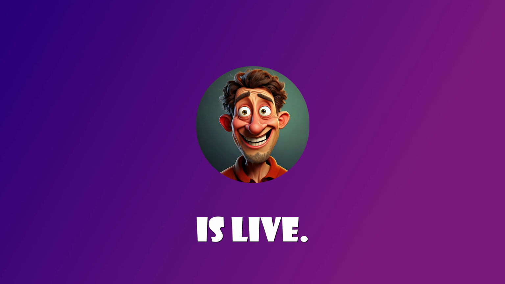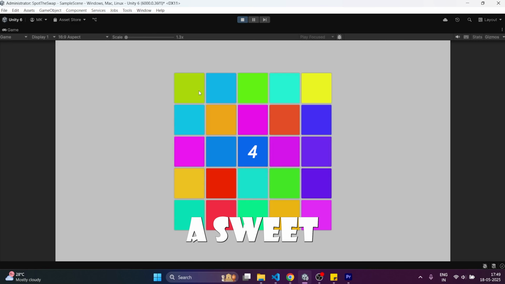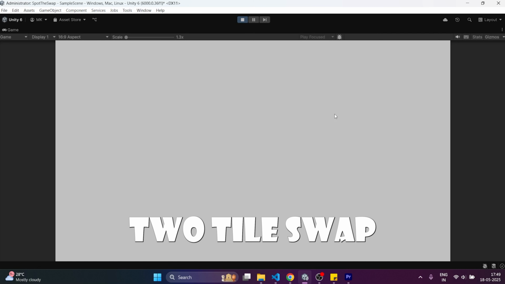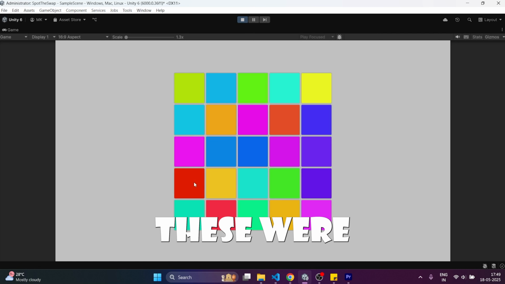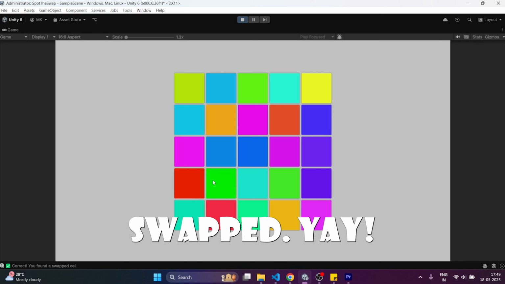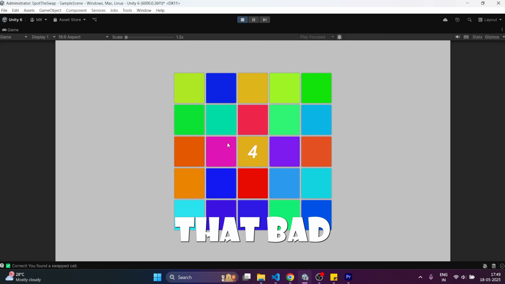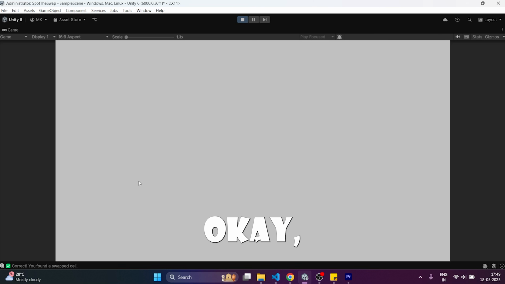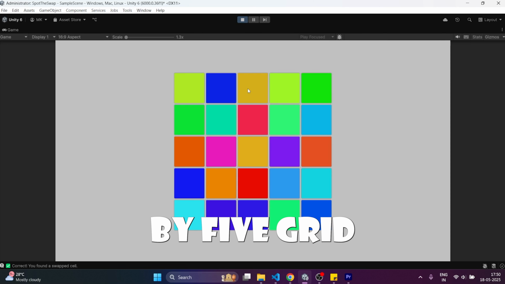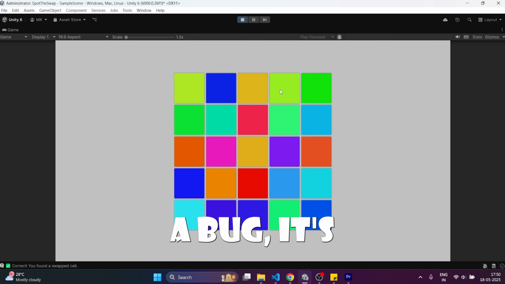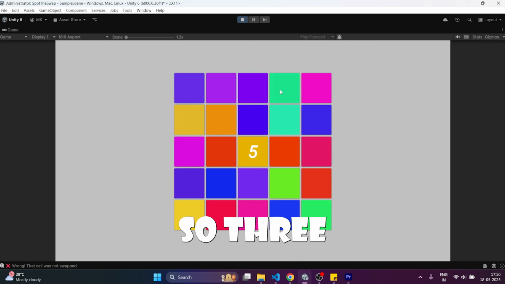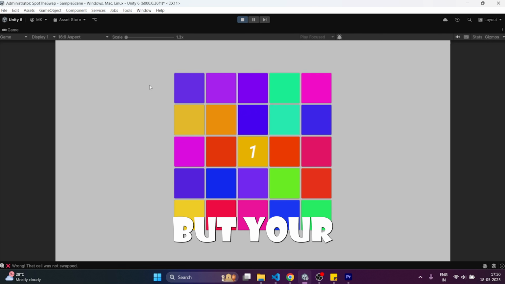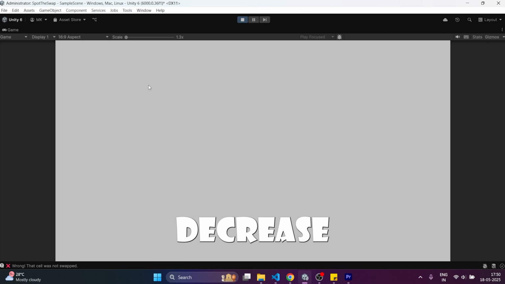So now the game is live. Level 1. A sweet little 5x5 grid, 5 colors, 2 tiles swap, and I hope these were the tiles which were swapped. Yay! So I'm not that bad at my game as I thought I would be. Level 2. Okay, this is still 5 by 5 grid, which is supposed to happen. It's not a bug, it's a feature. So 3 levels would remain at the same difficulty. But your timer will always decrease.